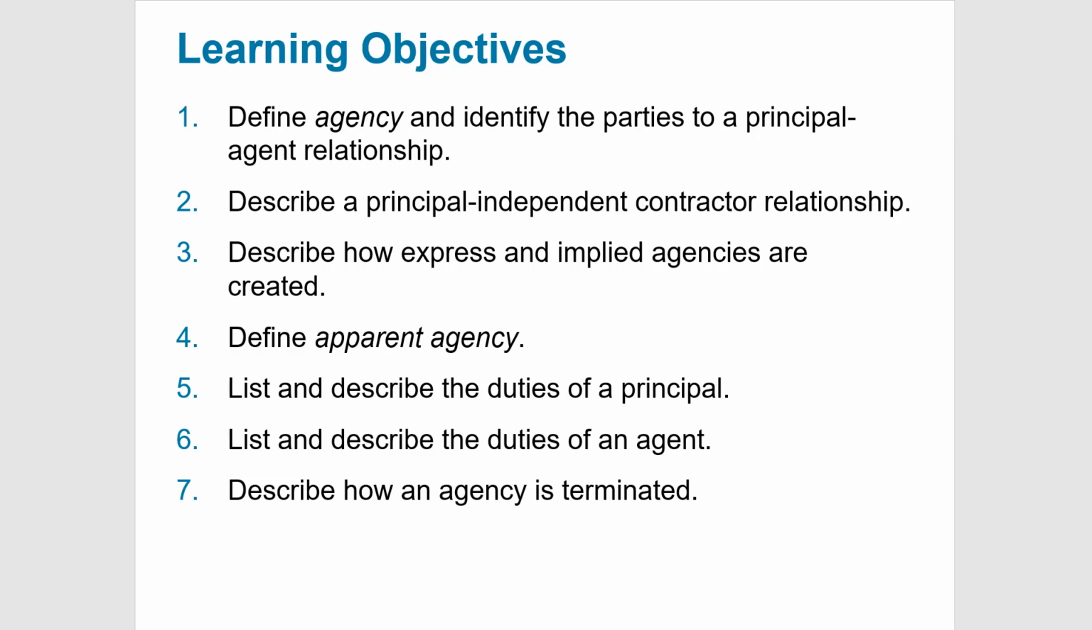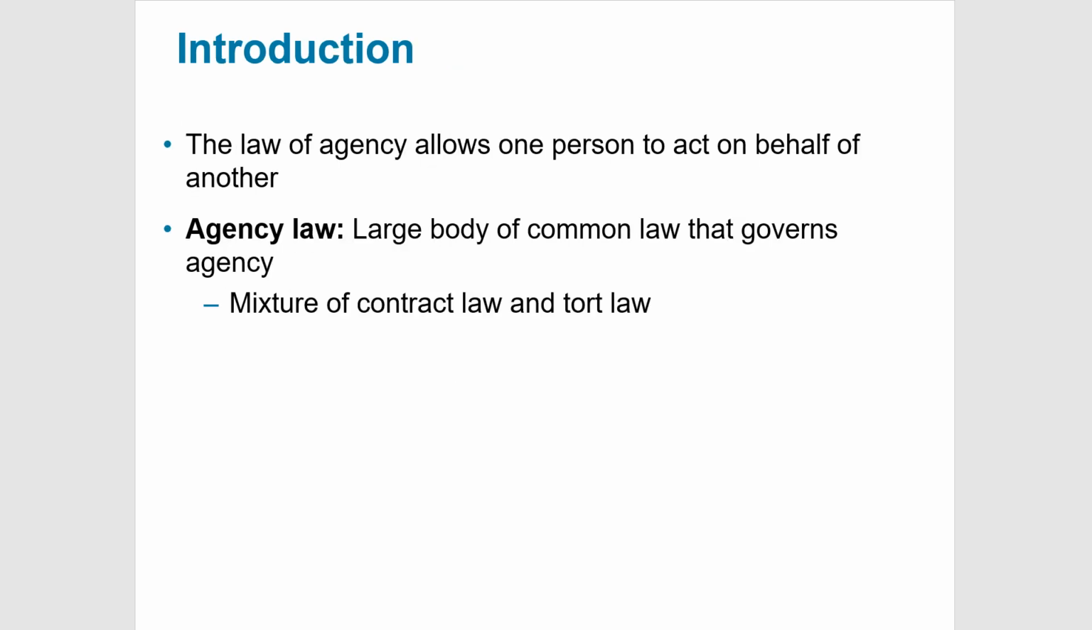In this lesson, we'll define agency and identify the parties to a principal-agent relationship. We'll describe a principal-independent contractor relationship. We'll describe how express and implied agencies are created. We'll define a parent agency. We'll list and describe the duties of a principal and those of an agent. And we'll describe how an agency is terminated.